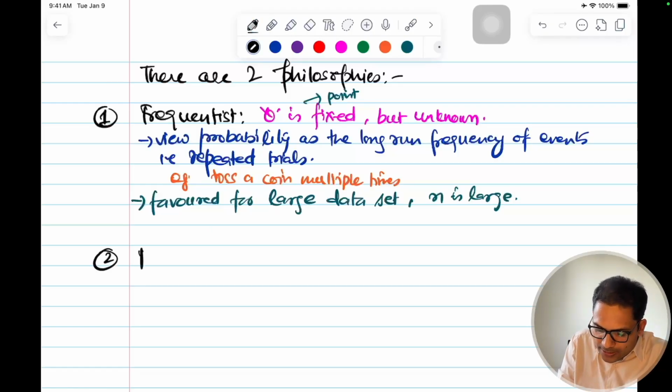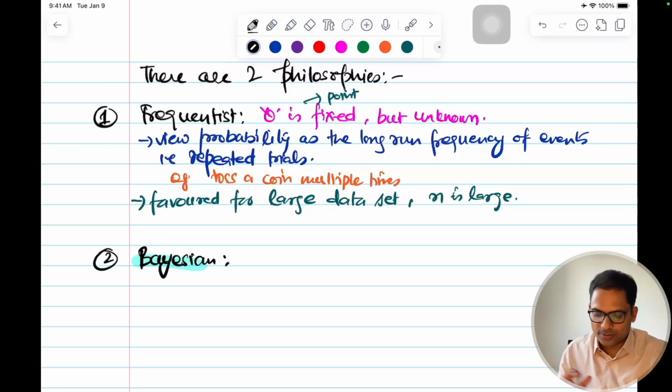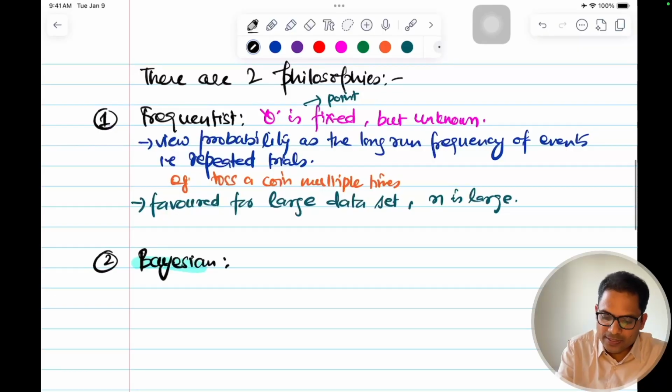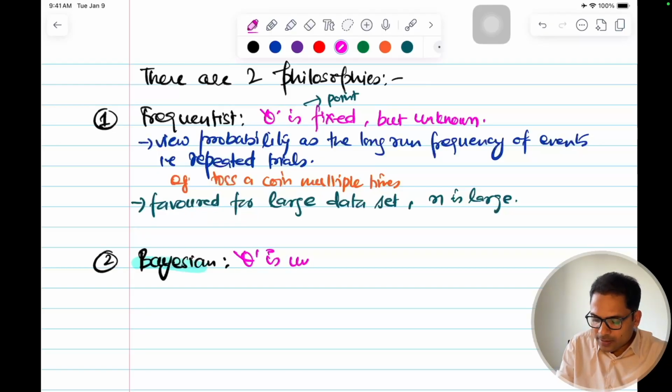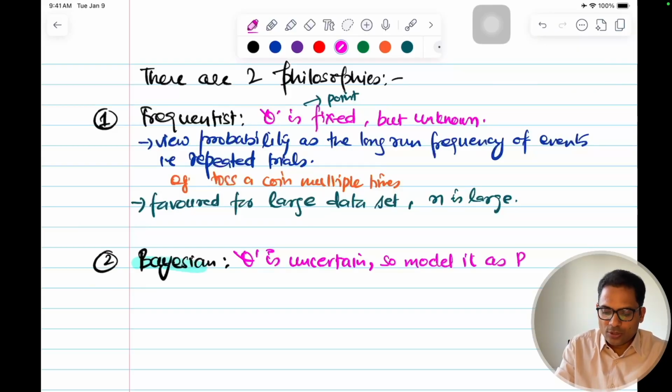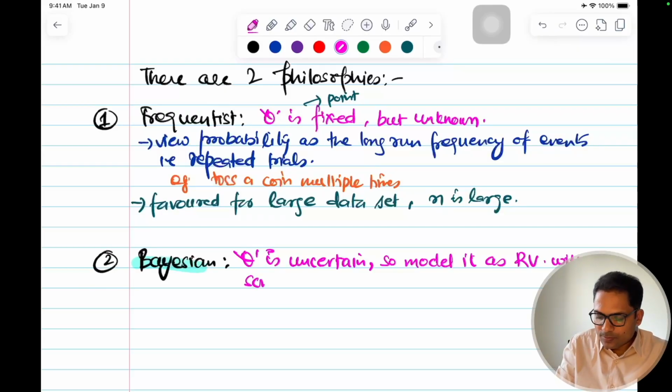And the second approach is the Bayesian approach. So these are the two broad ways of estimating the parameters of a model. Frequentist says theta is fixed. Bayesian says that theta itself is uncertain. It is not fixed. So model it as a random variable. It is not one point, but a distribution, a random variable with some probability distribution.